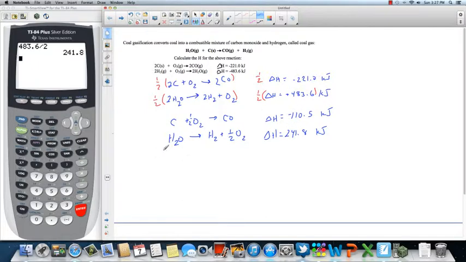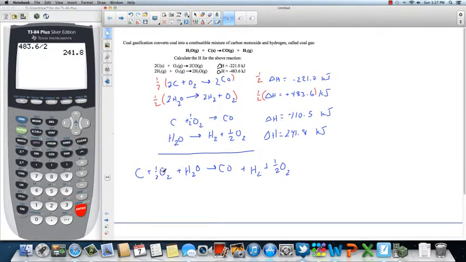So now when we add these two reactions together, we end up with C plus 1/2 O2 plus H2O yields CO plus H2 plus 1/2 O2. Well, that looks like a mess, except that we can recognize that the half O2 on this side and the half O2 on this side are like terms, so they cancel, and they go away in this reaction.